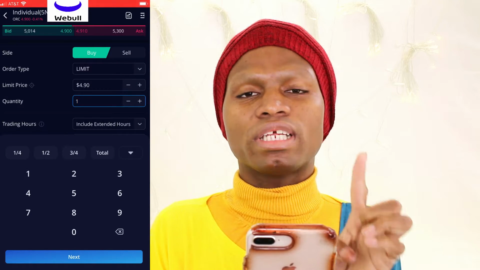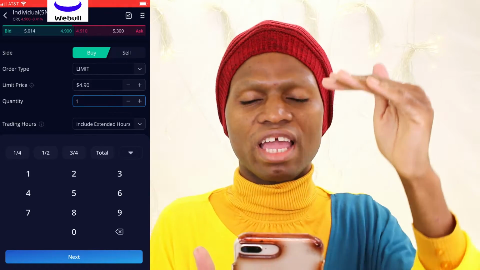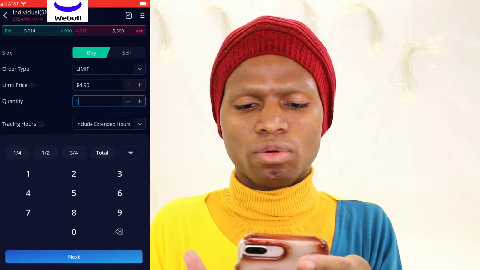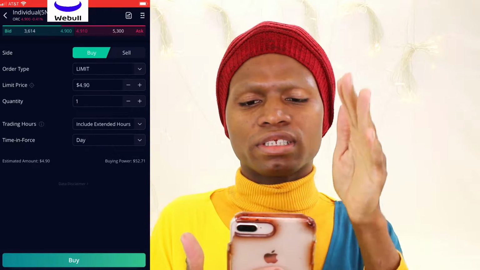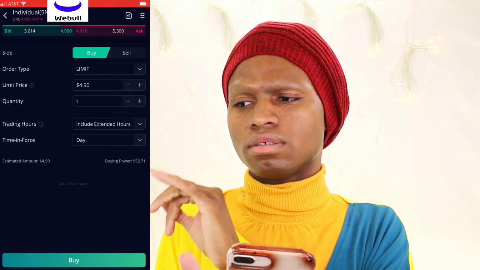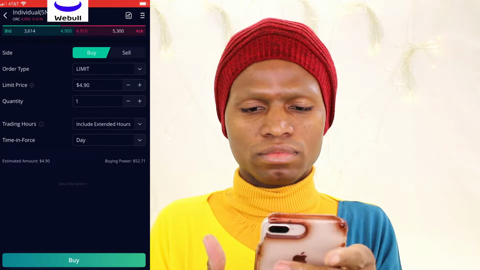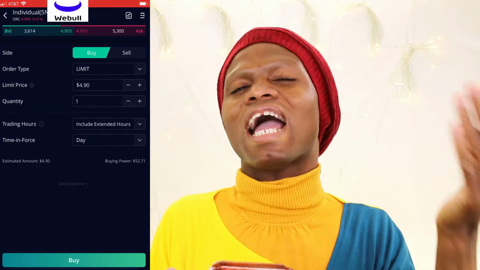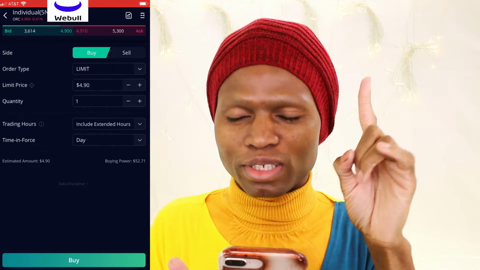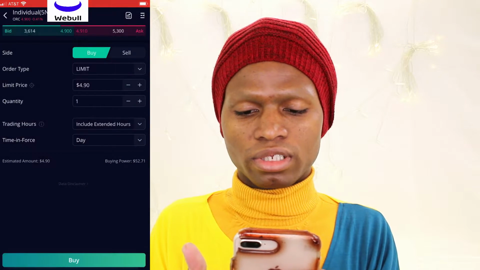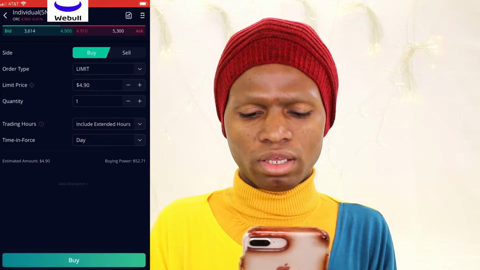And I'm saying include extended hours, so all through the day, if it ever drops to 4.90, it will buy it from 4:30 a.m. until 8 p.m. It's always tricky because I know both the after hours, the pre-market, and the regular hours, so that's how I always think about it. So I'm doing extended hours, but just for the whole day. I'm not doing it for 60 days, okay?